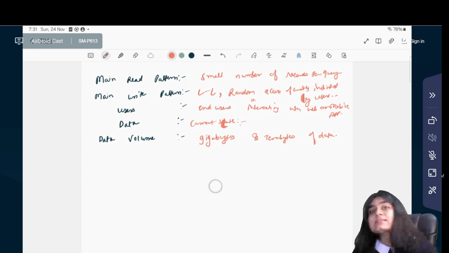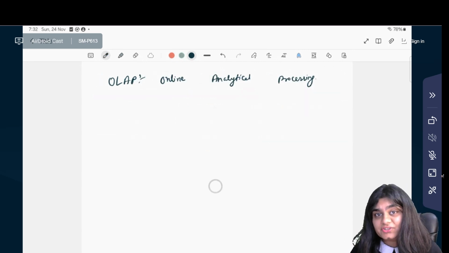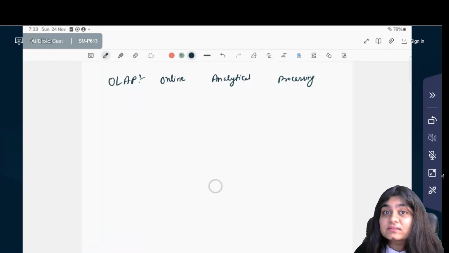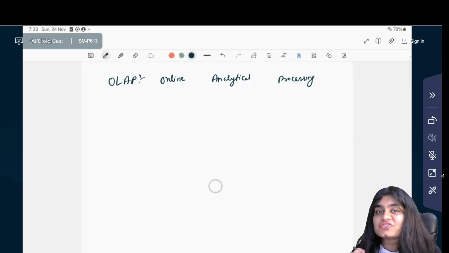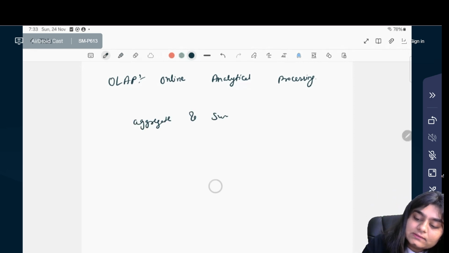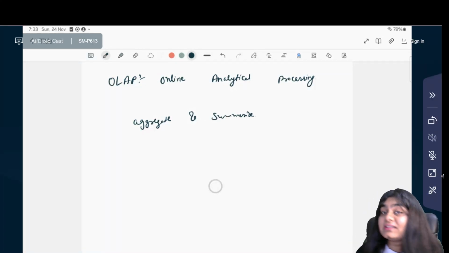Okay, so now let's shift the focus to OLAP. OLAP is online analytical processing. It is not focused on real-time transactions and is designed for queries that analyze the data. And this is where business intelligence comes into the picture. Analysts need to aggregate and summarize large volumes of data to generate reports and insights.